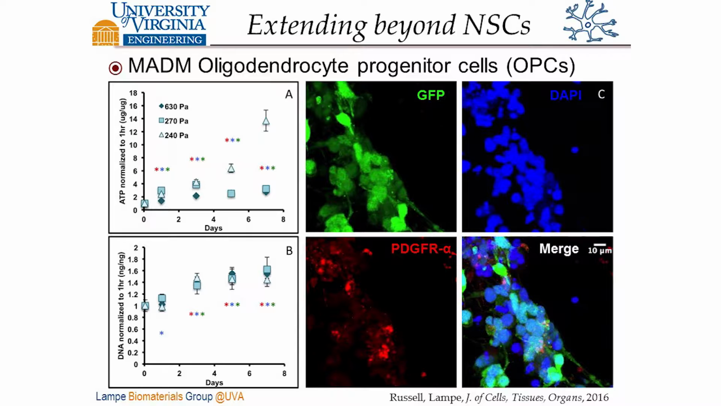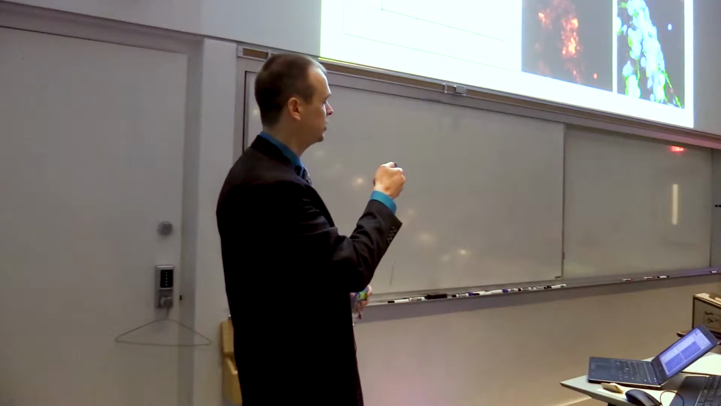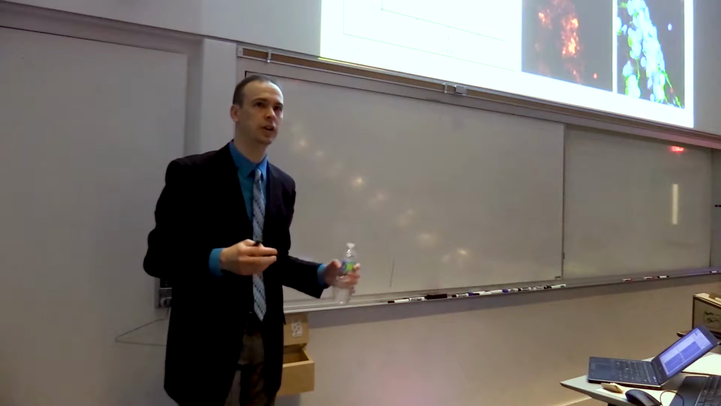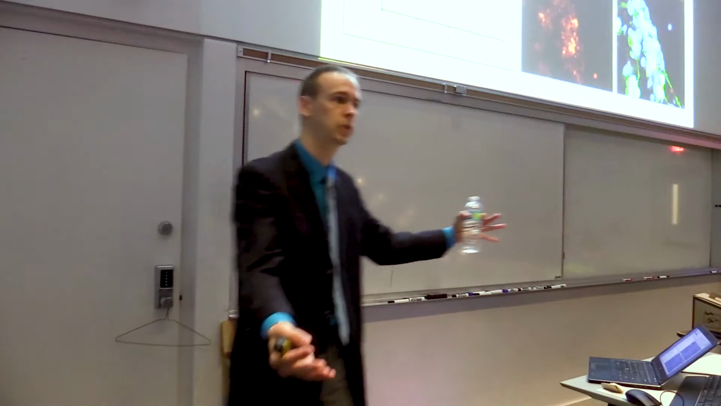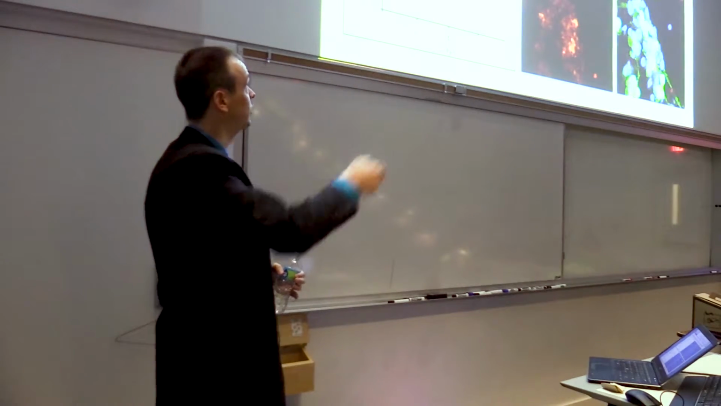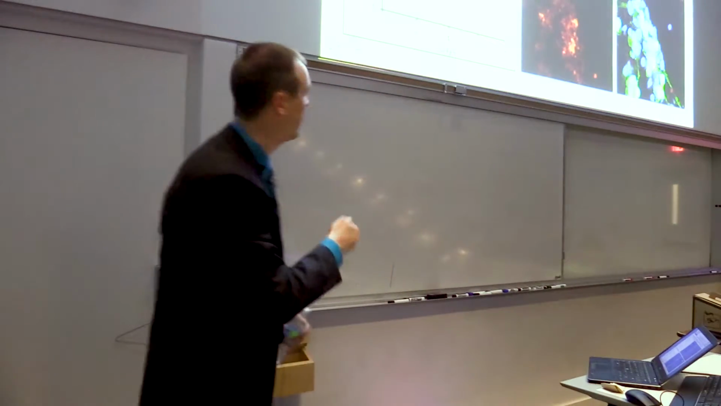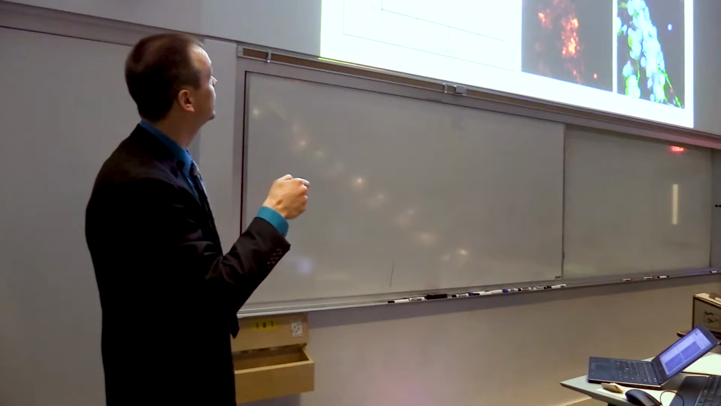So in order to get this cell, there's a progenitor cell in between called an oligodendrocyte progenitor cell, or OPC as I'll refer to them. And those cells are kind of this intermediate cell between a neural stem cell and an oligodendrocyte, right? So if we want to get an oligodendrocyte, we have to go through this guy first. So we can encapsulate these cells within hydrogels as well. And we see, not unlike what we saw with the neural stem cells, these cells expand.